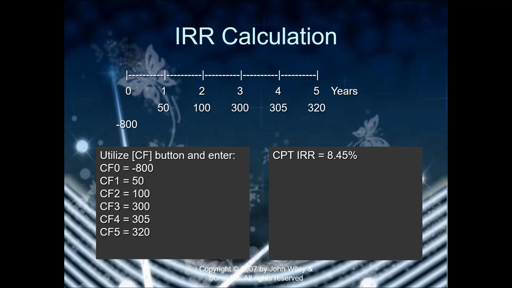Hit IRR, and then compute, and that will give you 8.4544 as your internal rate of return. Okay, so our standard is going to be 15%. So in this case, that would not be met.